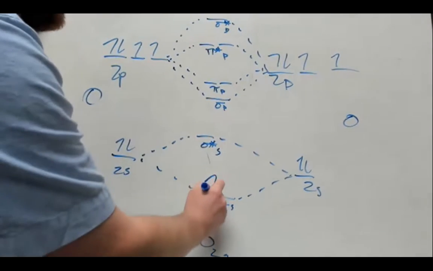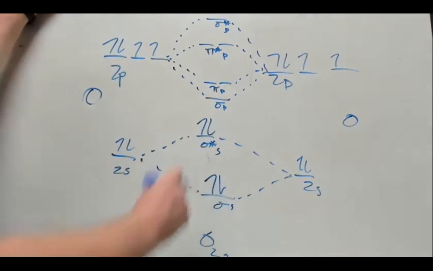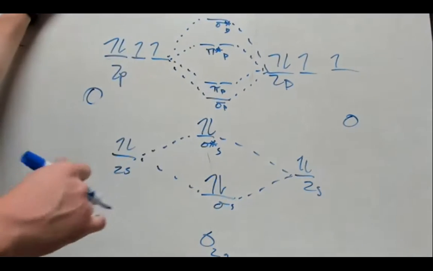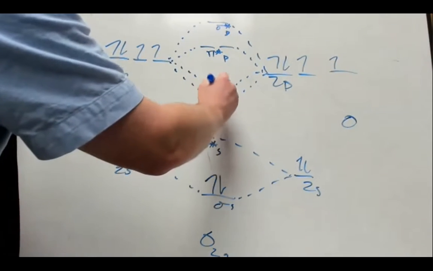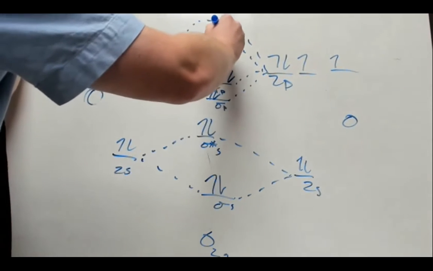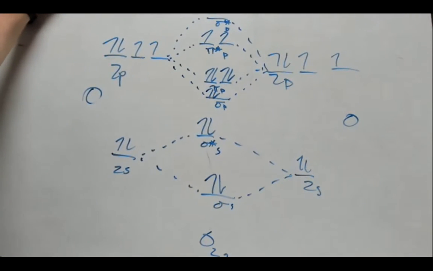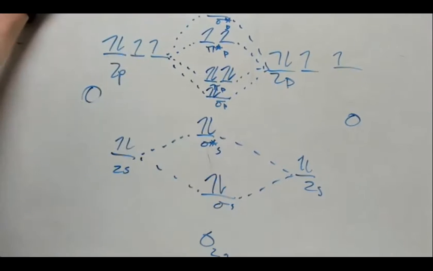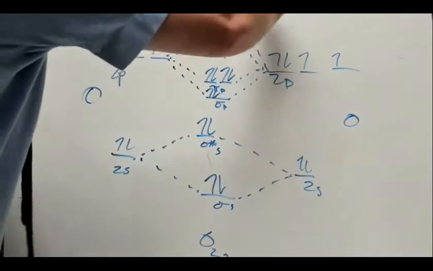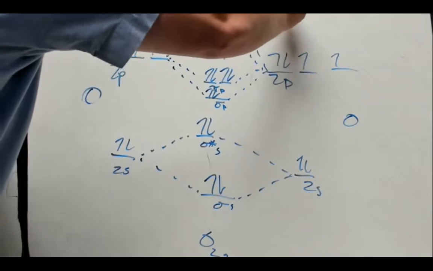So let's start filling in. We start filling in from the bottom. There's our 4 there. And now how many do we have up here? That's right, we have 8. There's 2, 4, 6, and remember, they're degenerate, so we have to fill them out like that. There's 8. All right, so now let's look at the bond order just to make sure.